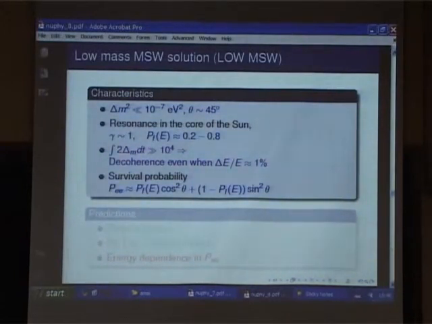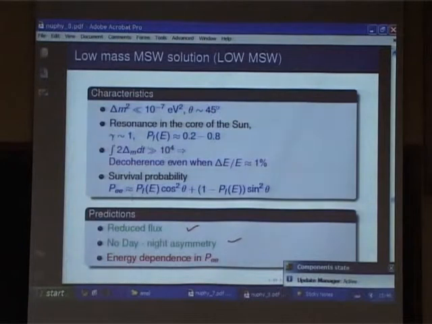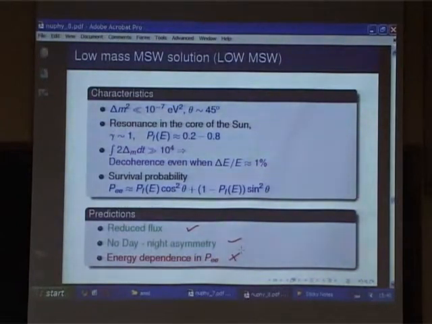So again, the predictions: the flux was reduced, which is okay. Here the angle was about 45 degrees. Therefore, we predict no daylight asymmetry, which was okay. What we saw was very, very small. This was okay. However, this shows you that PE has energy dependence. So this PE should have energy dependence. The dependence was not observed. This ruled out this solution. So it's mainly the energy dependence of PE that ruled out this solution. So in that sense, the spectrum that we saw in Super-Kamiokande played an extremely important role in ruling out lots of solutions.